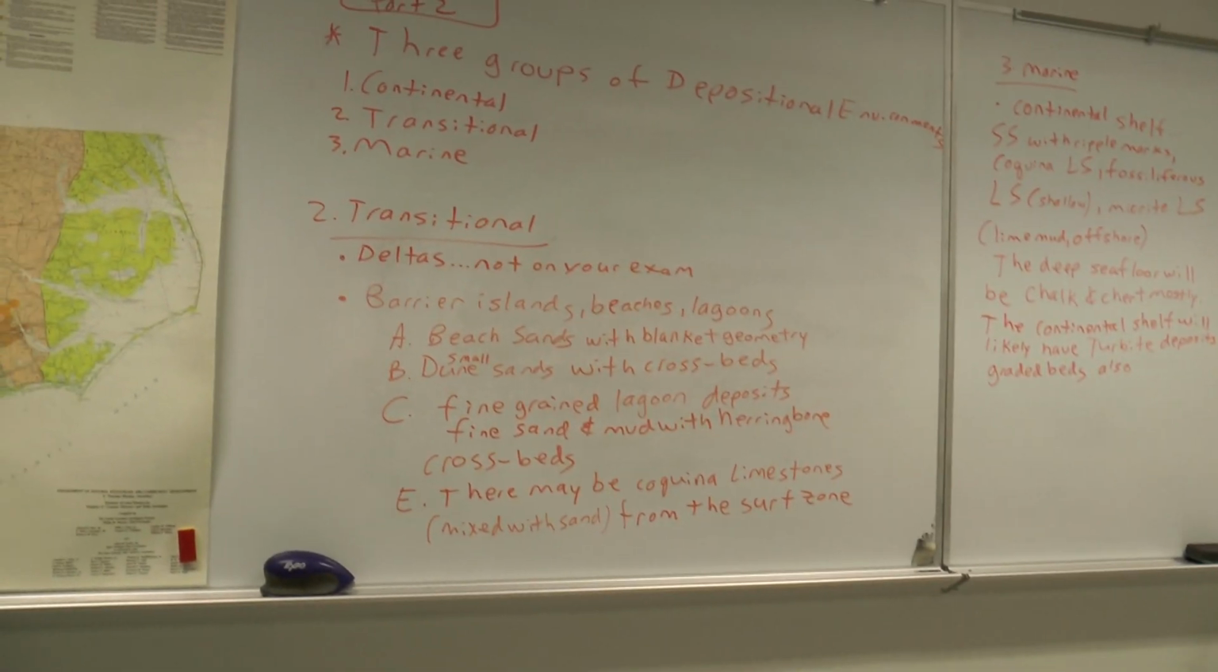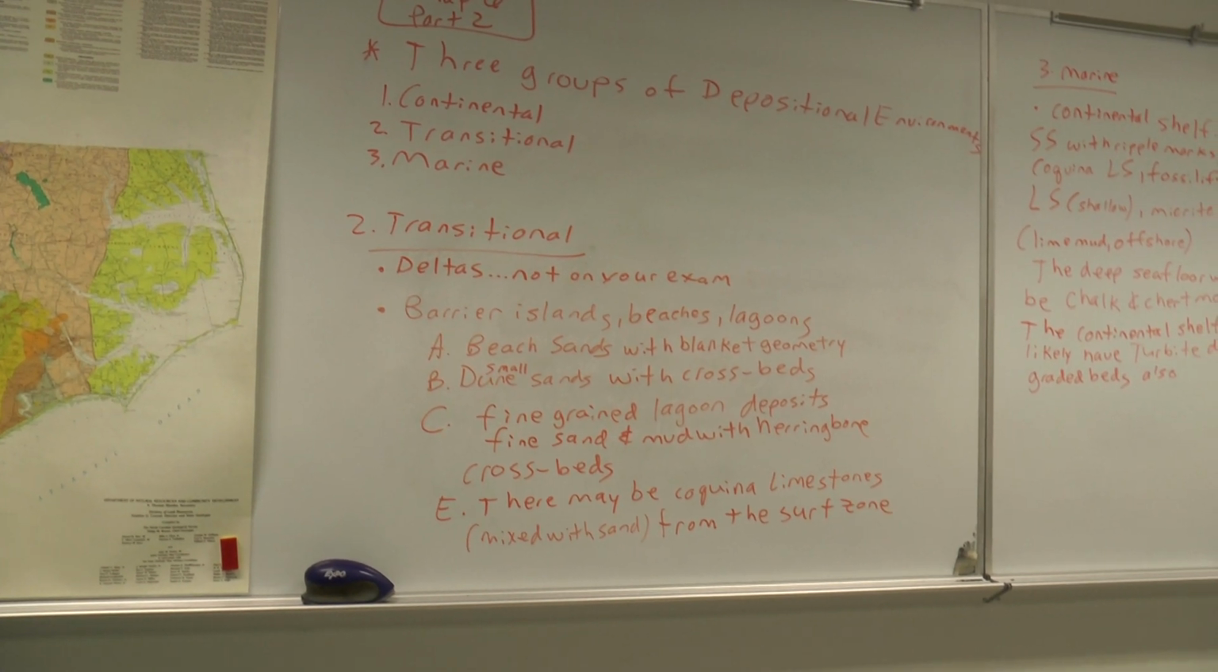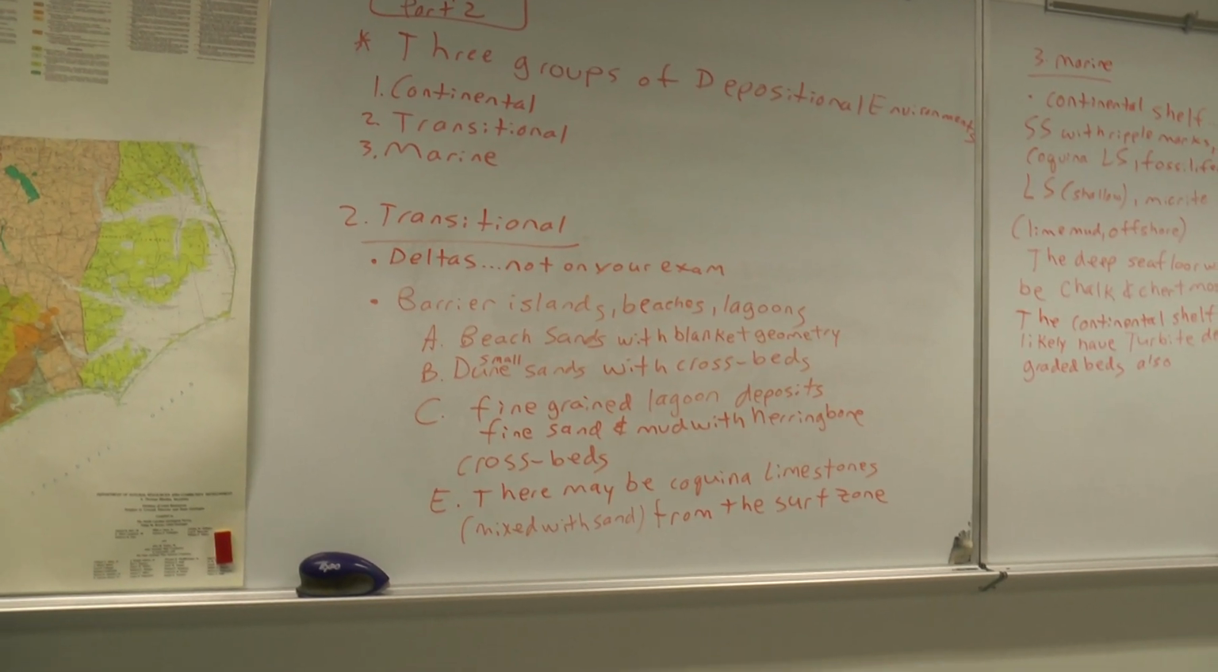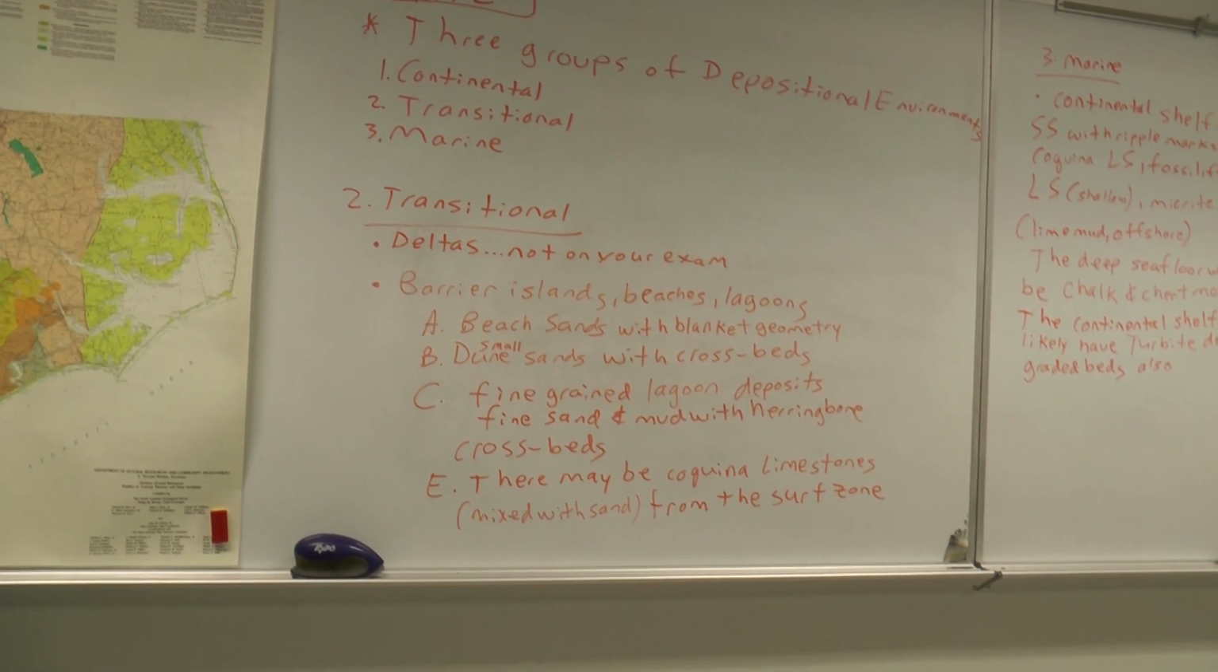Transitional environments, small dune sands with crossbeds. As in small, you know, the kind of dunes you find at the beach. They're not as big as the dunes you find in the desert. What else might we find?